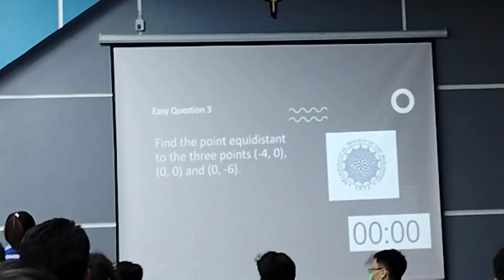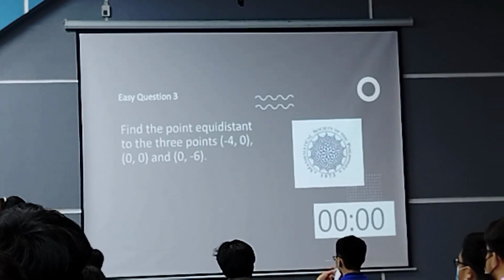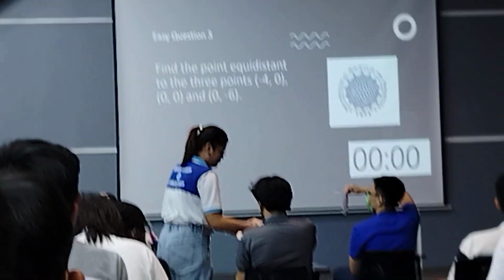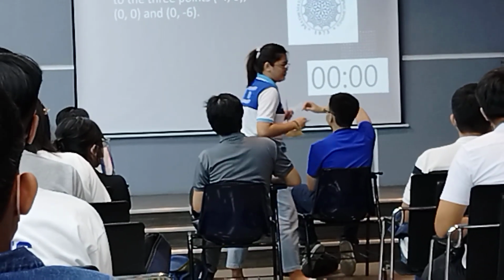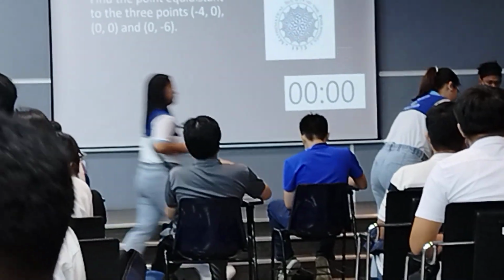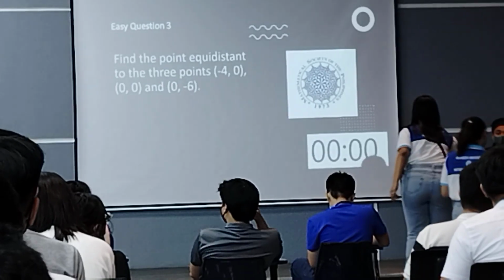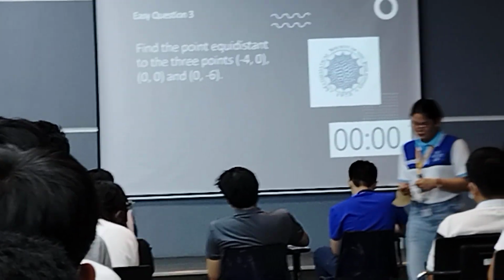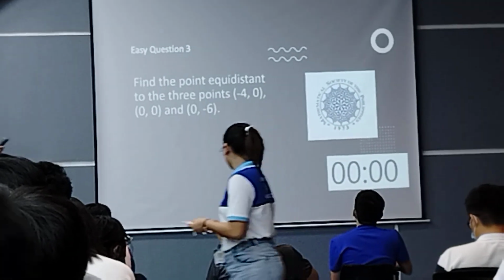So, and the correct answer is the point (-2, -3). That's the midpoint of the hypotenuse.